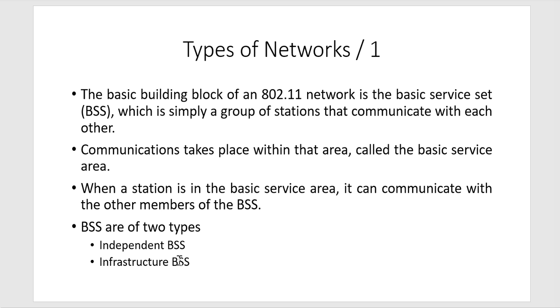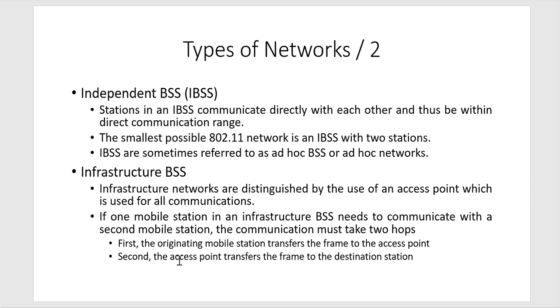Basically, BSS are of two types: independent BSS and infrastructure BSS. In the independent BSS, also called IBSS, stations can communicate directly with each other and thus must be within direct communication range. If two stations are there, they communicate with each other directly. There is no need for a third one. The smallest possible 802.11 network is an IBSS with two stations. This IBSS is sometimes called an ad hoc network.